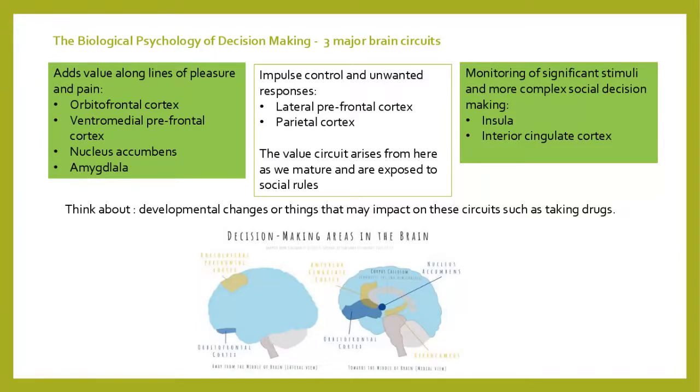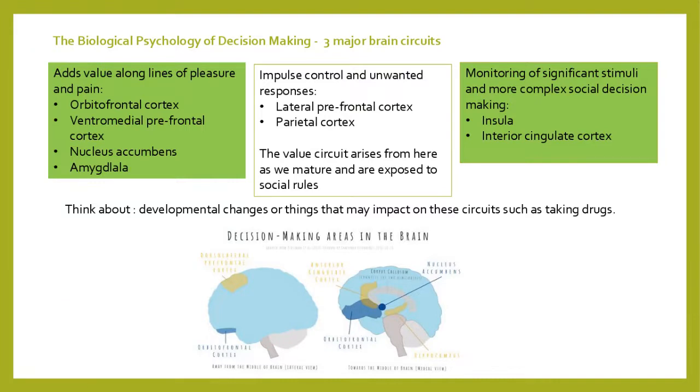The second brain circuit area is around impulse control and unwanted responses. So we all know that often our brain or our thinking processes are affected by impulse or unwanted responses. Those come from the lateral prefrontal cortex and the parietal cortex. So when we look at impulse control, there's a thing called the value circuit, which arises out of that.